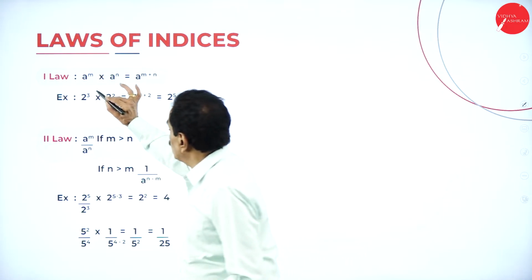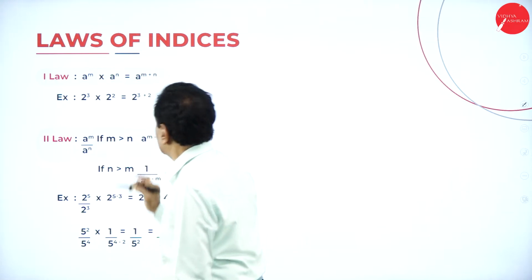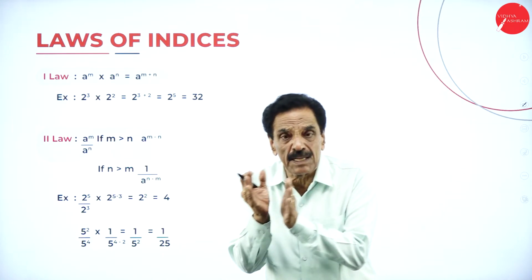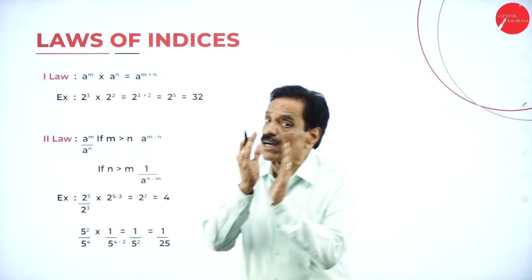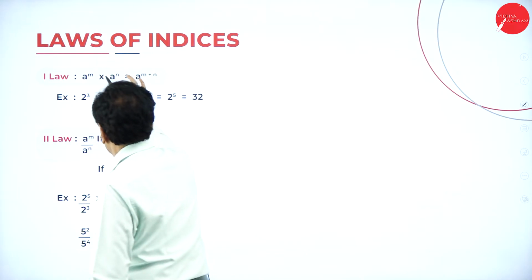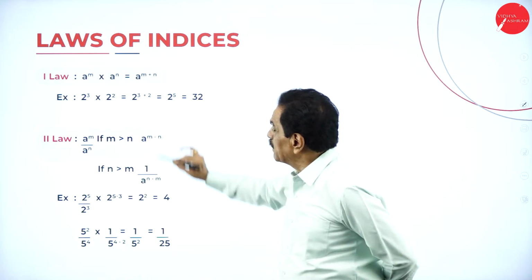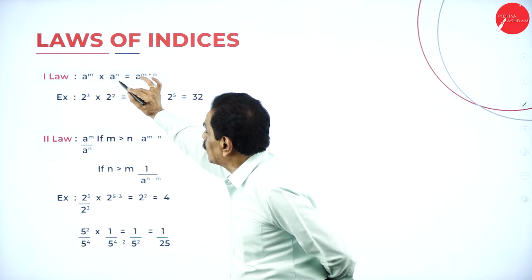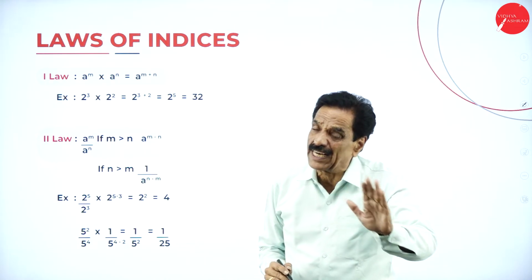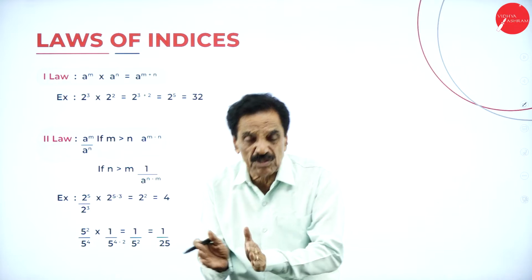First law, a to the power of m into a to the power of n is a to the power of m plus n. When the base is common, exponent can be added. When the bases are common, exponents can be added. If you have a to the power of m, and by chance instead of a to the power of n you have b to the power of n, that belongs to a different base and cannot be added. So it should belong to the same category.